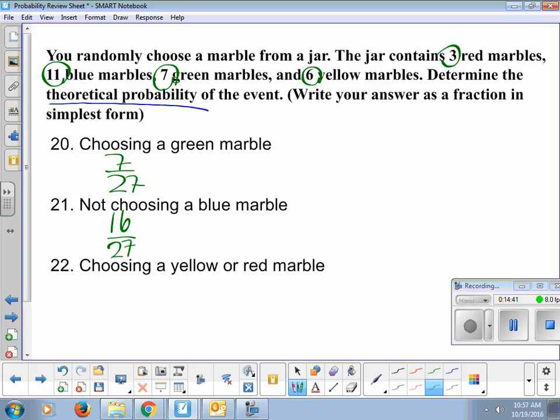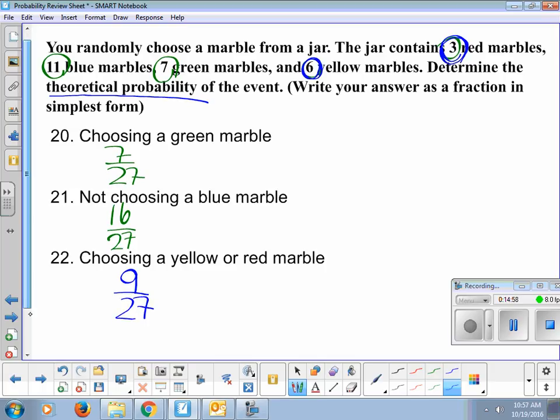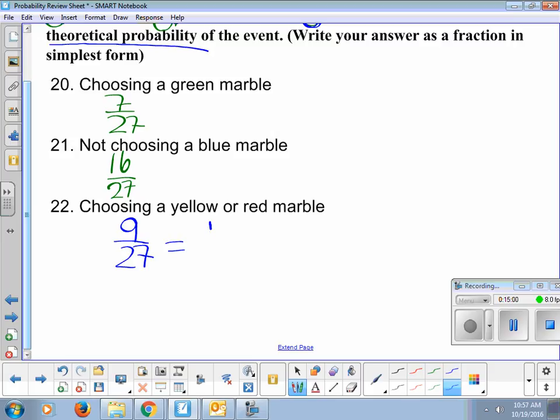Next one, choosing a yellow or a red marble. How many yellows do we have? 6. How many reds? 3. 6 plus 3 gives us 9, and we have 9 out of 27. Can this be simplified? Yeah, if you divide by 9, we get 1/3.